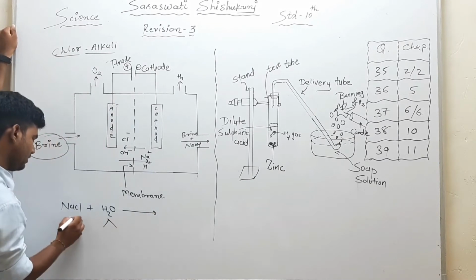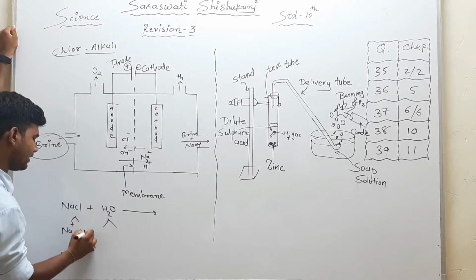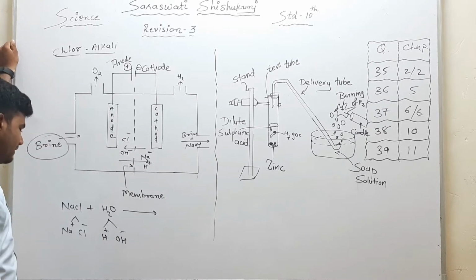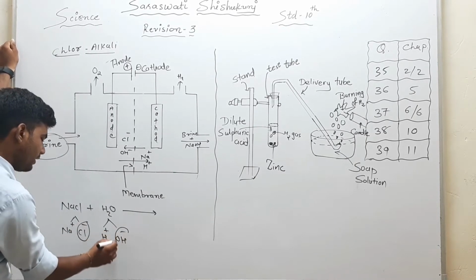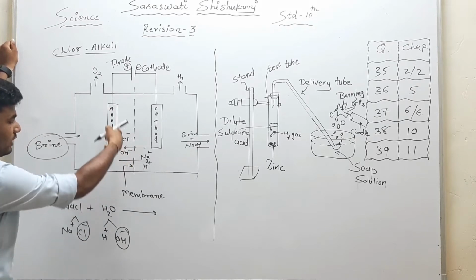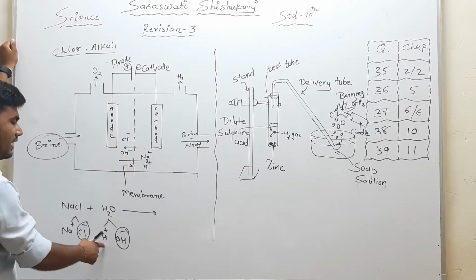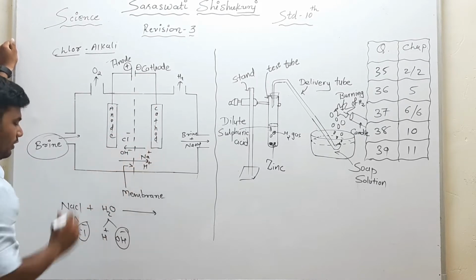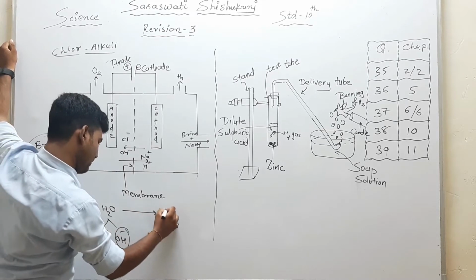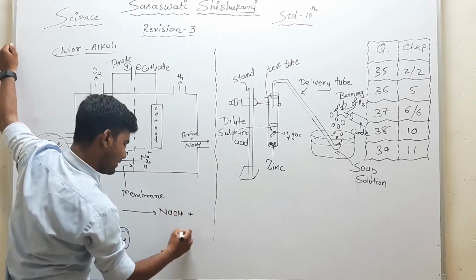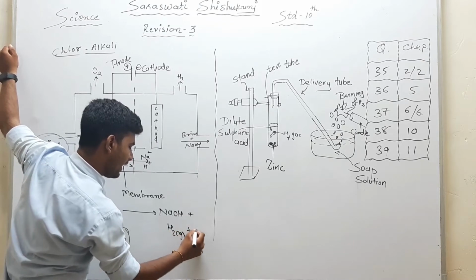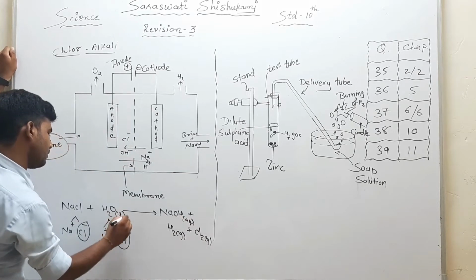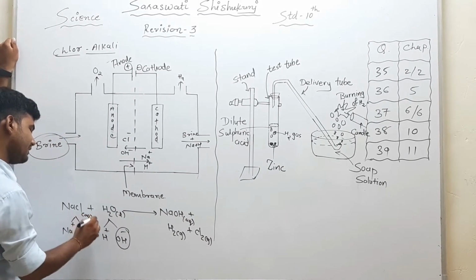There will be splitting into sodium positive ion, chlorine negative ion, hydrogen positive ion, and hydroxide negative ion. As you can see, both negative ions, chlorine and OH, will move towards the anode. And the sodium positive ion and hydrogen positive ion will move towards the negative electrode, that is our cathode. Now during this reaction, what will we get? We will get NaOH, hydrogen gas is released, and chlorine gas is also released. NaOH will be in aqueous form, water will be in liquid form, and brine will be in aqueous form.